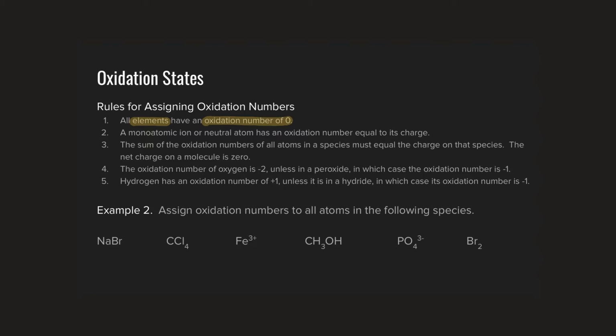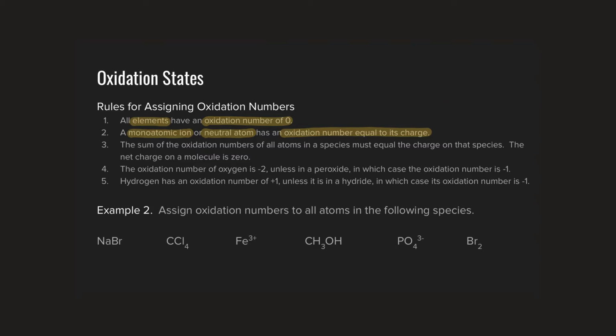Rule number 2 says that a monoatomic ion, that is a single atom that has a charge, or a neutral atom, has an oxidation number equal to its charge. So for example, if I gave you a sodium ion with a 1 positive charge, that would have an oxidation number equal to its charge, which in that case would be 1 positive. And right now it looks a whole lot like those oxidation numbers seem very similar to charge, but they're not entirely interchangeable, and we'll see why in a couple of moments here.